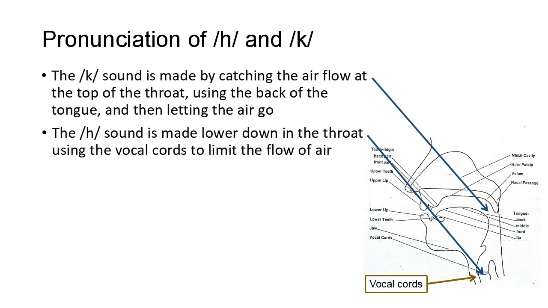The h sound is made lower down in the throat, using the vocal cords to limit the flow of air. You can see the location of the vocal cords in the diagram on the right. Usually the vocal cords are used to make sound, but in the case of the h sound, it's not really a sound at all. It's just a momentary narrowing of the flow of air in the throat.